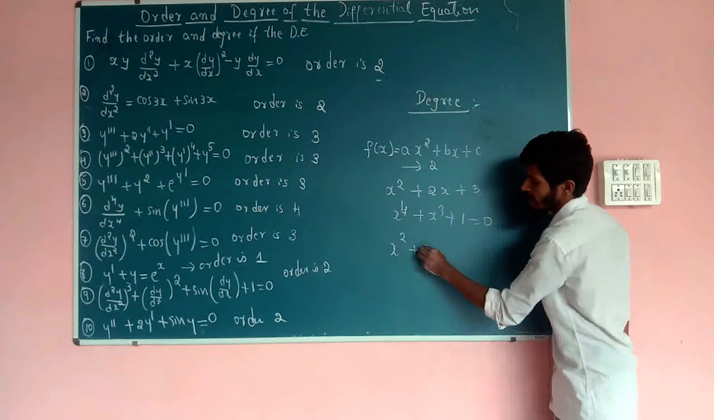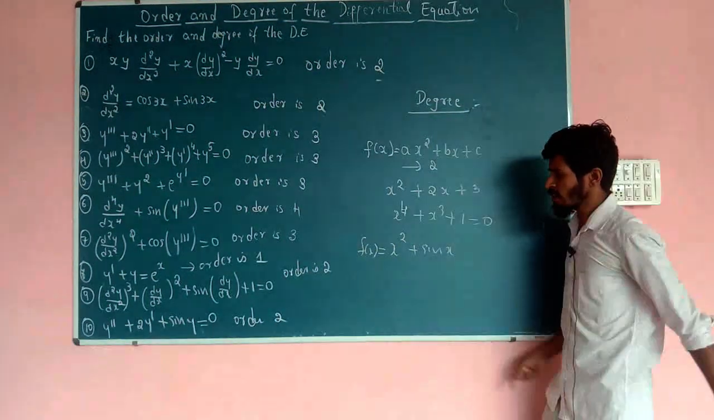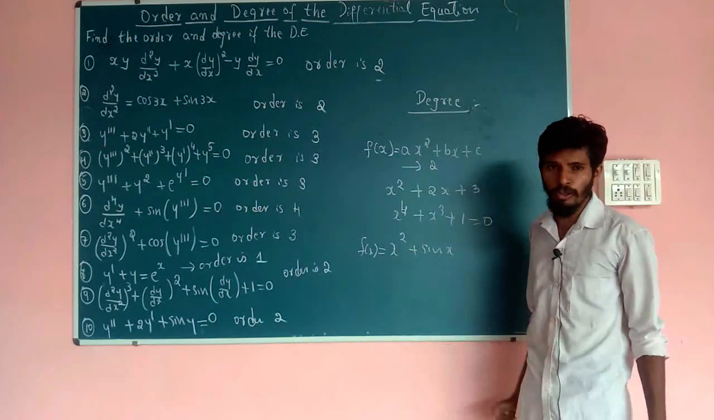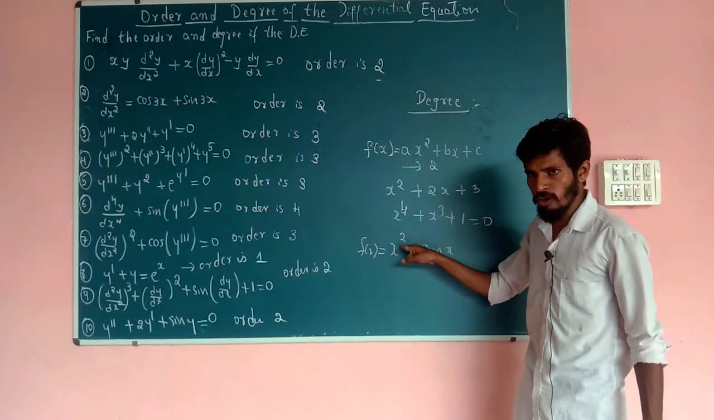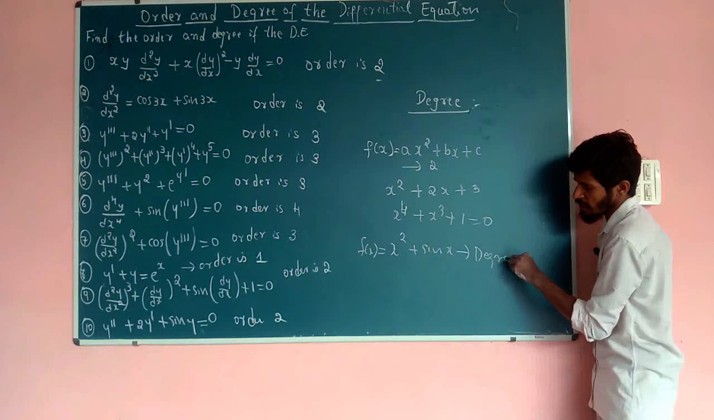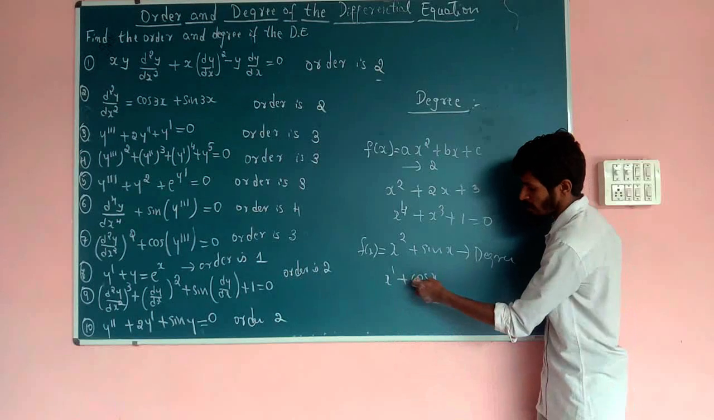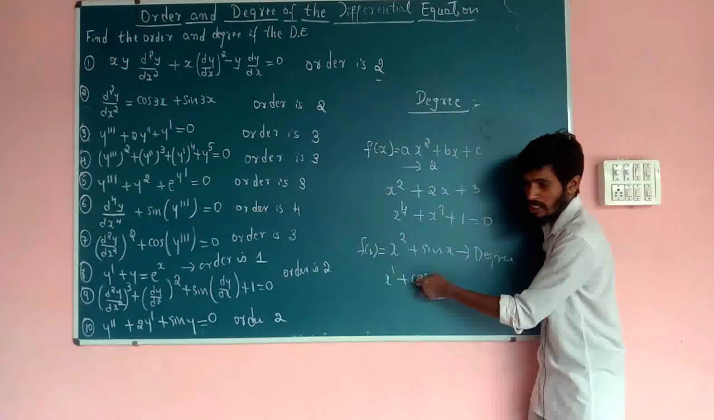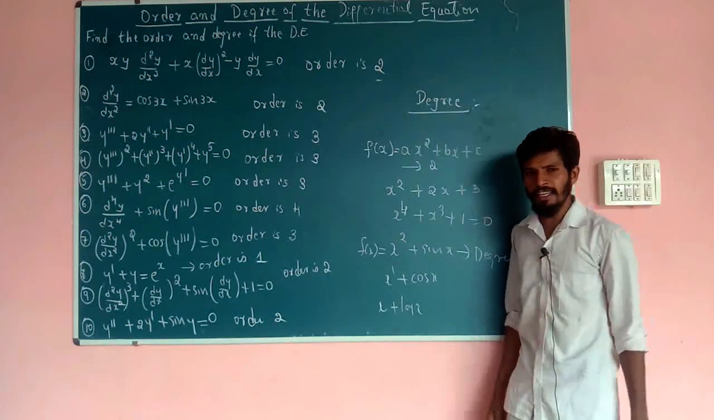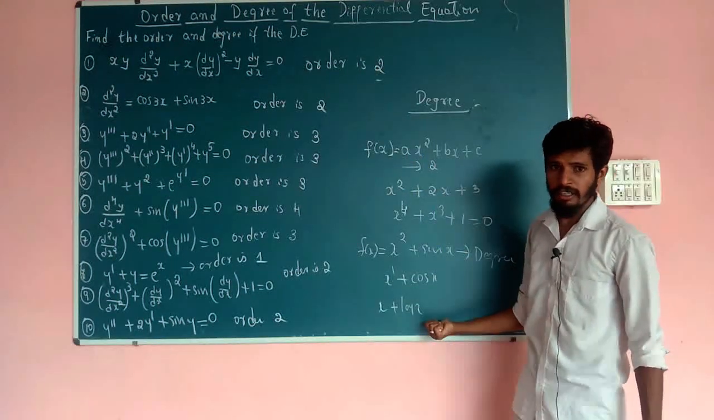Take f of x is equal to x square plus sin x. Here it is not a polynomial function. It is an addition of a polynomial and a trigonometric function. Therefore, the degree is not defined. Similarly, x plus cos x. X is to the power 1, but here there is a cos x term, correct? It is not a polynomial function. Therefore, the degree is not defined. If x plus log x, sin x, cos x, tan x come along, it is not a polynomial function, so the degree is not defined.